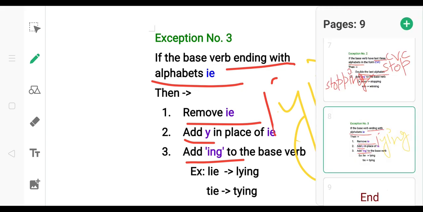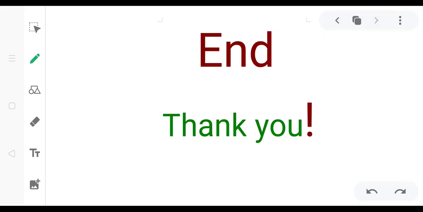So remember, here I have discussed only three exceptions in making continuous verb forms. It is so simple: for making continuous verb forms we have to add ing to all base verbs except in these three conditions. We have to remember these three conditions, because most students are not clear about this. They only think that we have to add ing while making the continuous form, and they get it wrong with many words. So remember these three exceptions while making continuous verb forms.